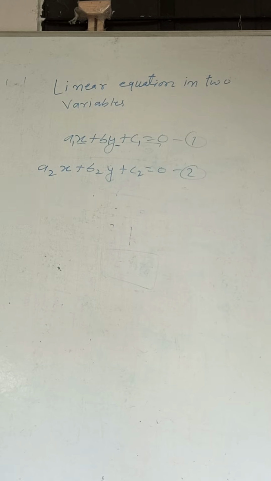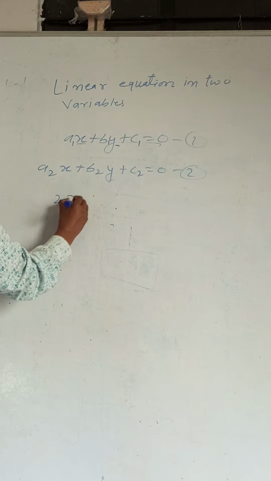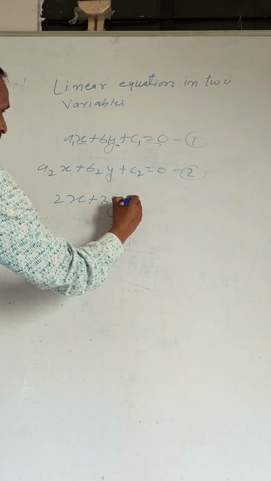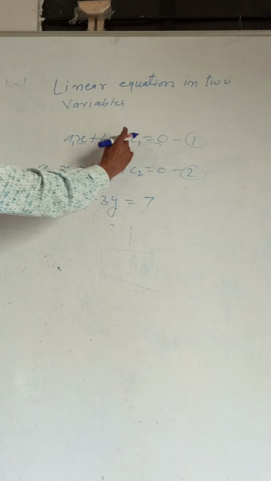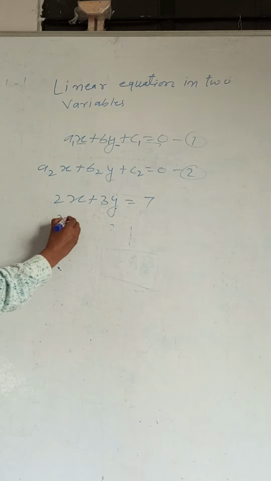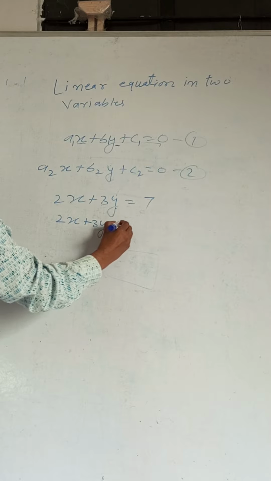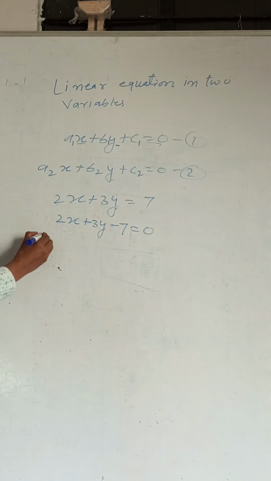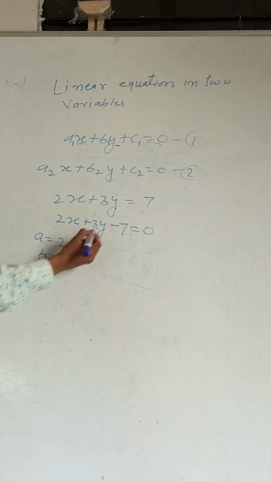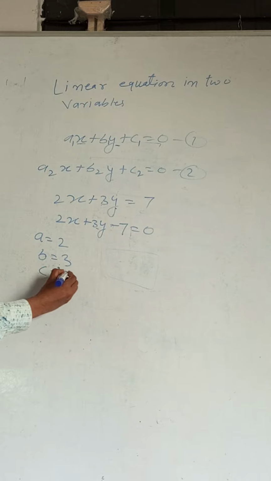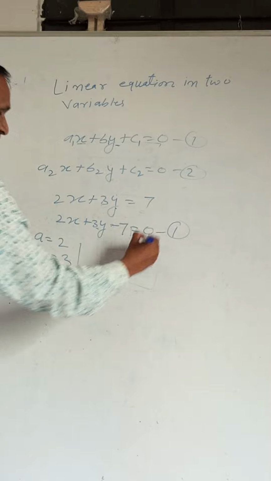So what can we write? Suppose we are taking one example here for a linear equation in two variables. Suppose I write 2x plus 3y is equal to 7. This is also a linear equation. This can be written by moving 7 to the other side, like this: 2x plus 3y minus 7 is equal to 0. So the value of a is 2, the value of b is 3, and the value of c is minus 7.